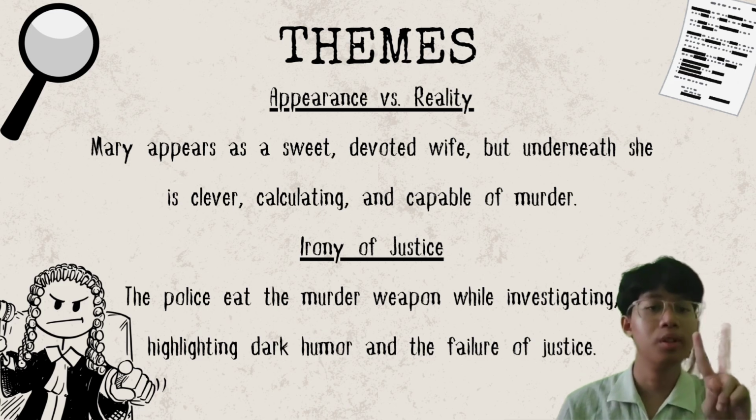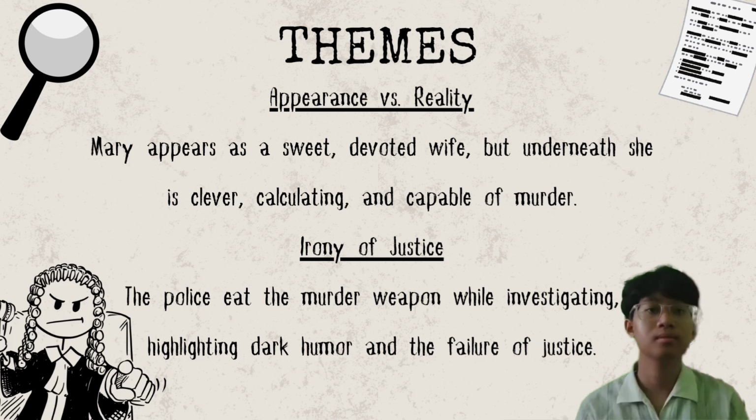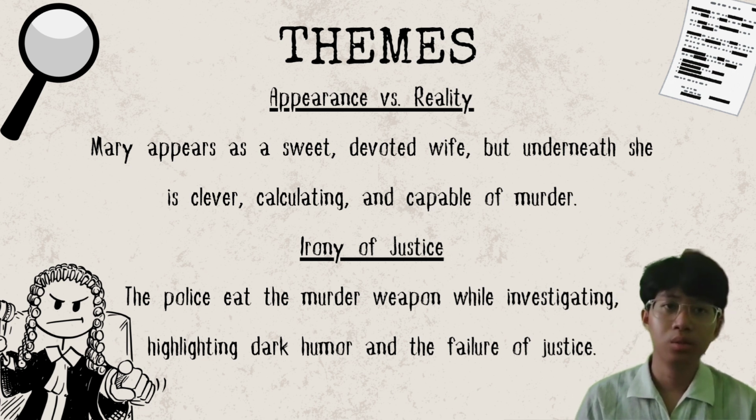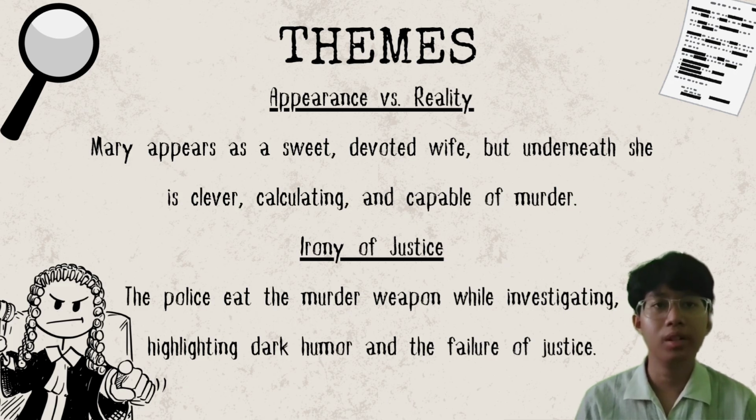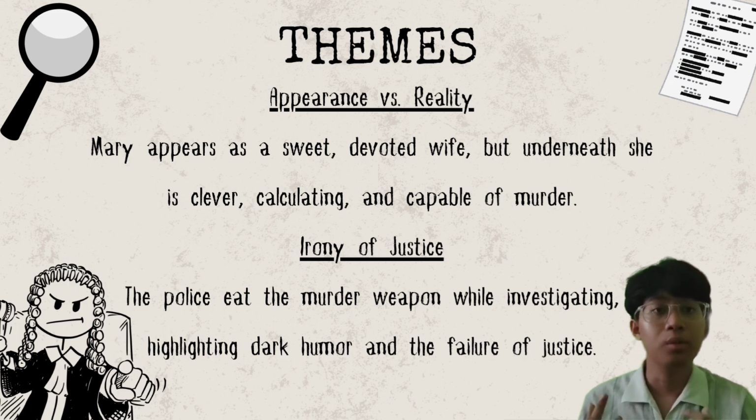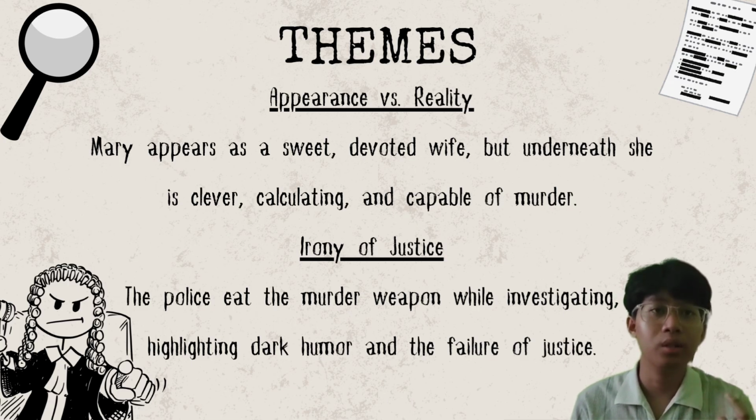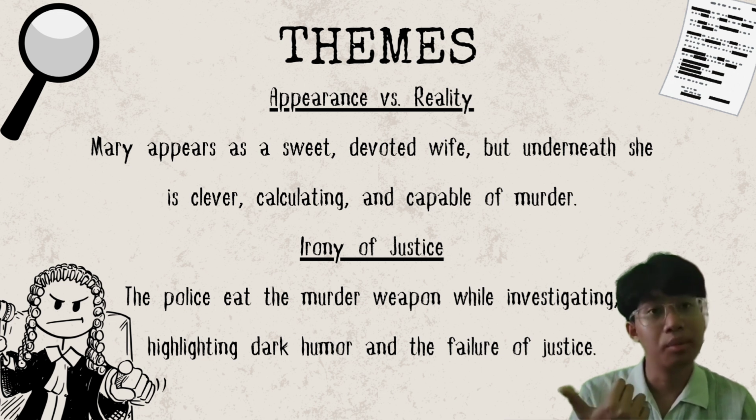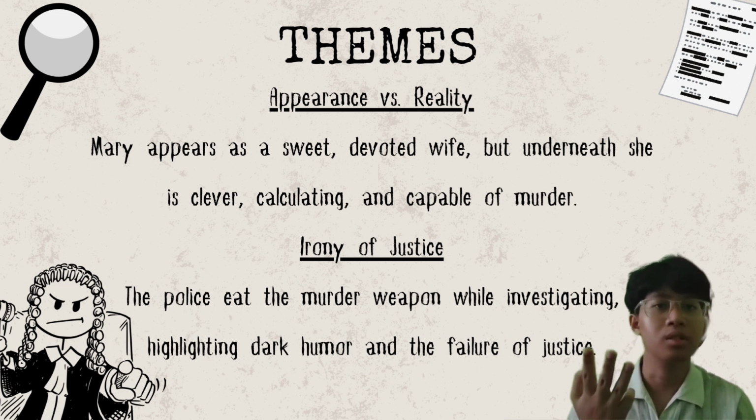So, there are two major themes in Lamb to the Slaughter. The first is appearance versus reality. On the surface, Mary looks like the perfect, devoted wife, but in reality, she is capable of murder and deception. As an example, at the beginning, Roald Dahl describes Mary like this: "She loved him for the way he sat loosely in the chair. She loved the far look in his eye when they rested on her." This shows how she appears loving, gentle, and devoted.